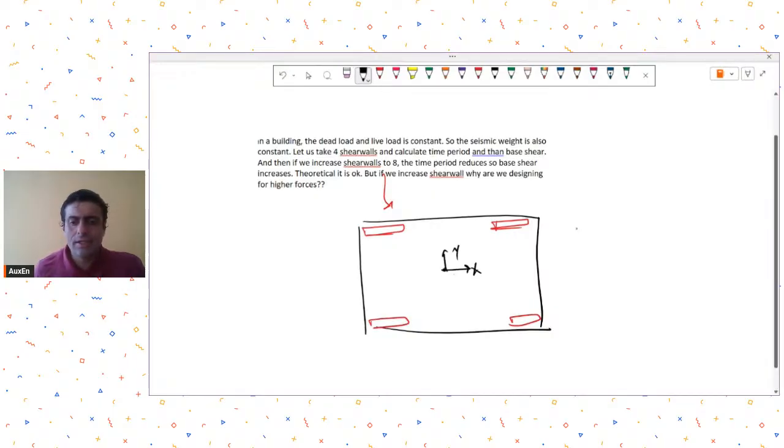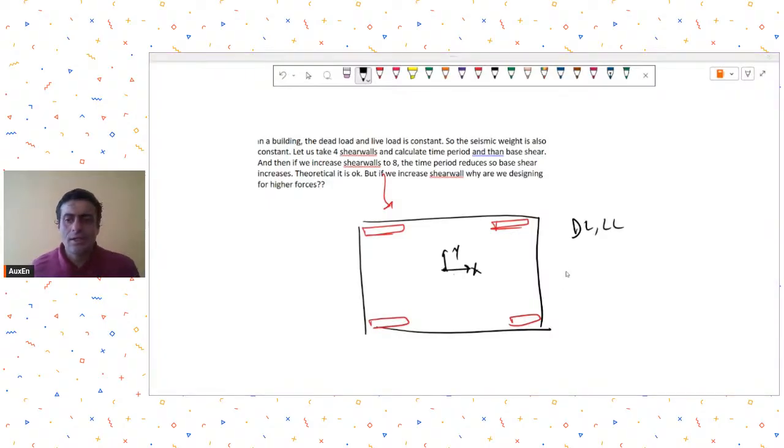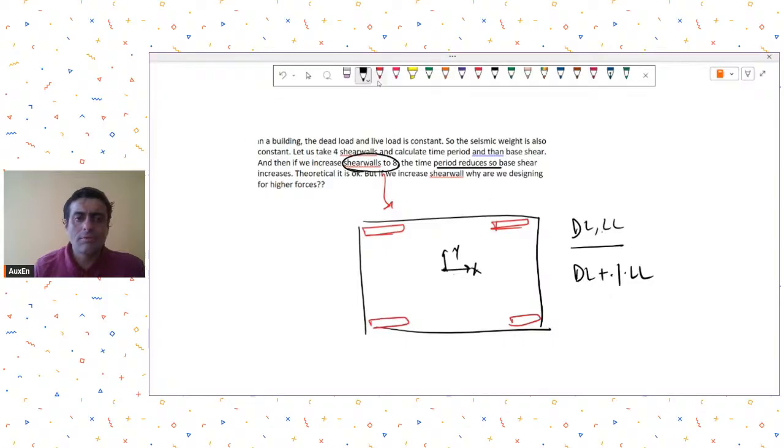and he's saying that the dead load and live load are dependent on the floor plan and the general loadings that you may have. So those are usually constant, and the seismic weight therefore is also constant, because seismic weight is dead load plus some percentage of live load. Now he's saying that if we increase the shear walls from 4 to 8, the structure obviously becomes stiffer. So if your structure becomes stiffer, let's say instead of 4, you had 8 walls along X. Okay. So maybe something like this you had.